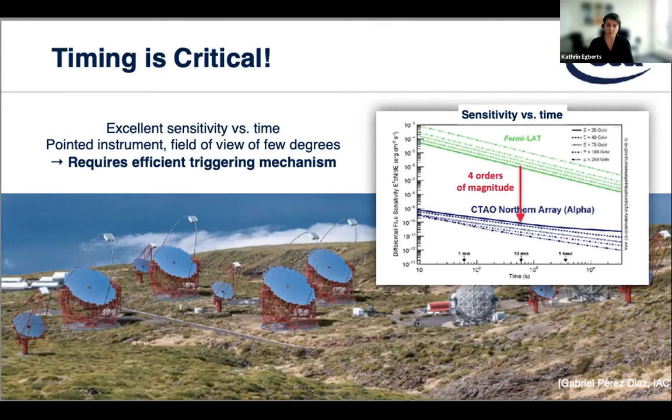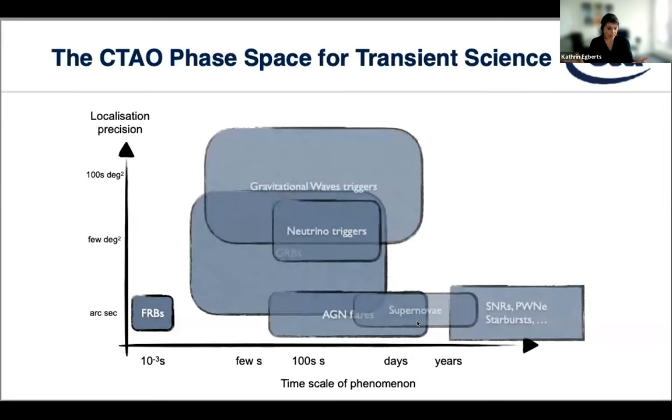Now, when we're doing this, this is basically the phase space that we have. We have the time scale of the phenomenon. When we're talking of very long time scales, of course we have no problem because we have all the time in the world to point at something and look at it. When we're talking of short time scales, like a few seconds, things get more complicated. The other important coordinate is how accurate the localization precision is for certain triggering events. If we have a very accurate position, we can point to this and observe. If the localization precision is of the order of a few degrees and larger, we are limited by our field of view.